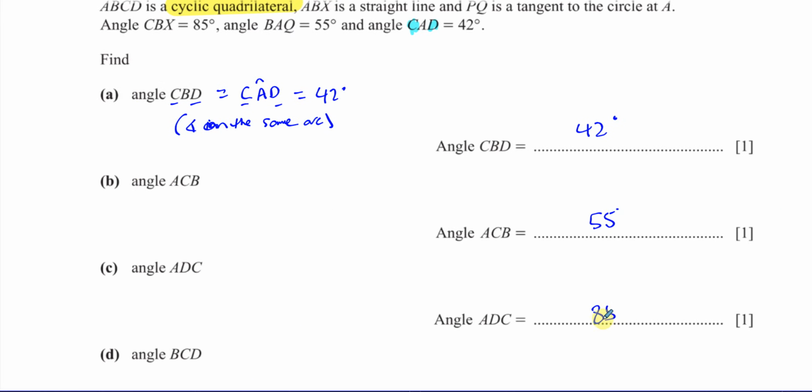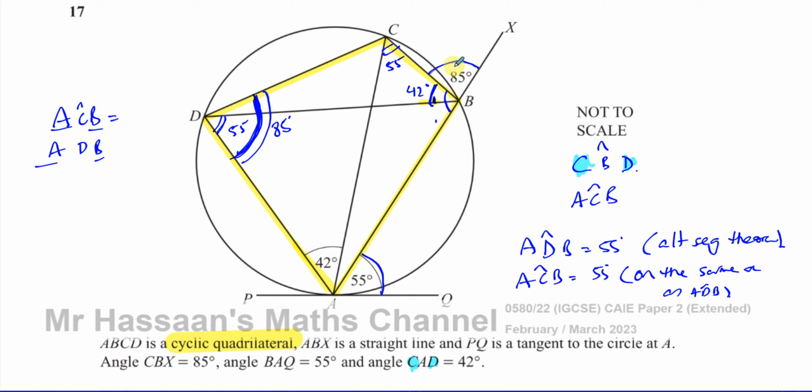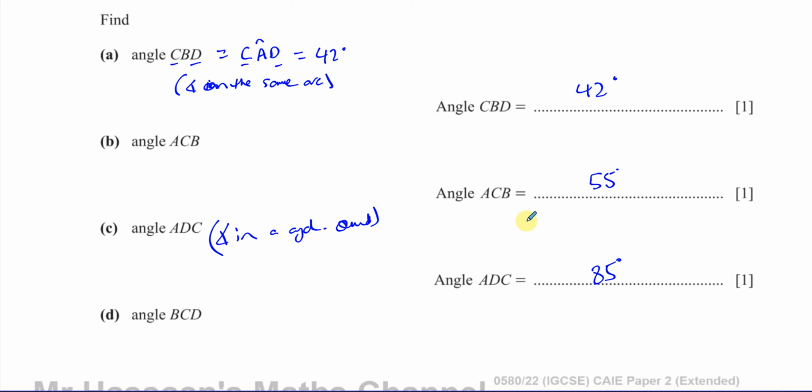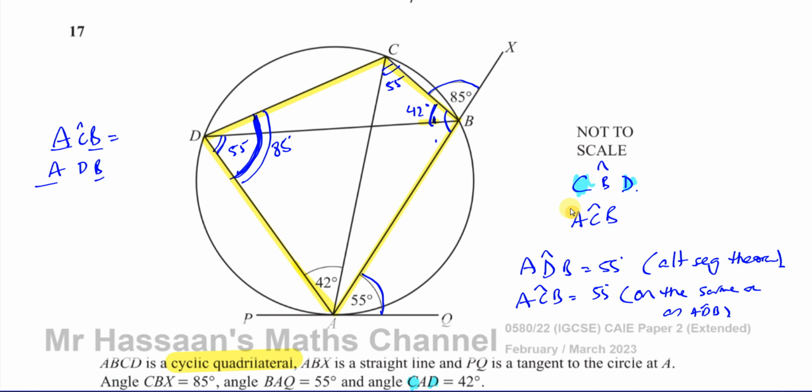Okay, 85 degrees. You can say that angles in a cyclic quadrilateral. Okay, to be more precise, we would say that the interior angle is equal to the opposite exterior angle in a cyclic quadrilateral, something like that. But that's fine. We don't have to write any reasons for this. Then it says angle BCD, which is the whole of this angle over here.